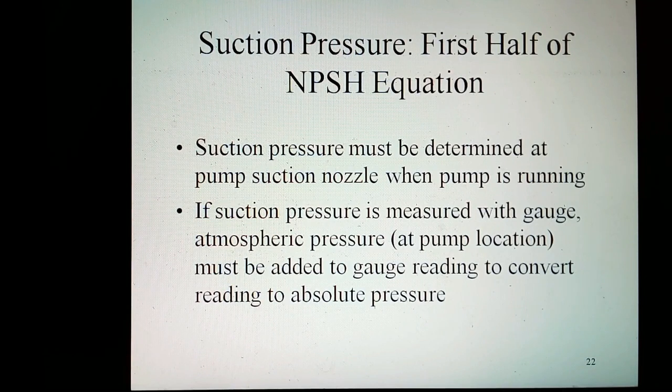Suction pressure is the first half of the NPSH equation. Suction pressure must be determined at the pump suction nozzle when the pump is running. If suction pressure is measured with a gauge, atmospheric pressure at the pump location must be added to the gauge reading to convert the reading to absolute pressure.